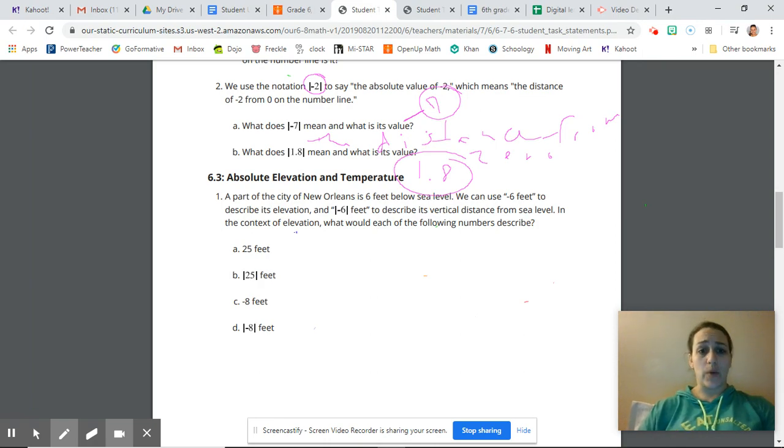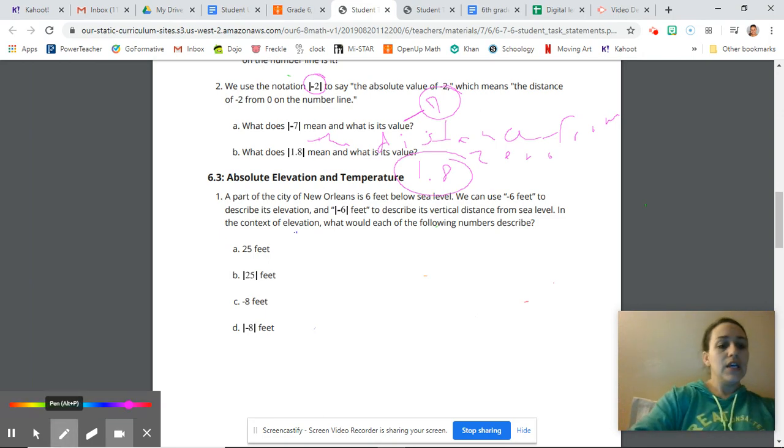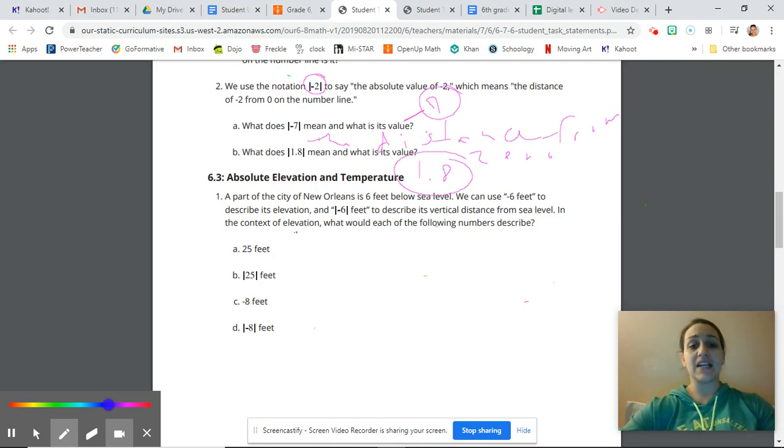As we move into 6.3, we're looking at elevation and temperature and how we can use absolute value in these different situations. So, a part of New Orleans is 6 feet below sea level. That's true. That's why Hurricane Katrina was so devastating. We can use -6 feet to describe its elevation and the absolute value of -6 feet to describe its vertical distance from sea level. In the context of elevation, what would each of the following numbers describe?